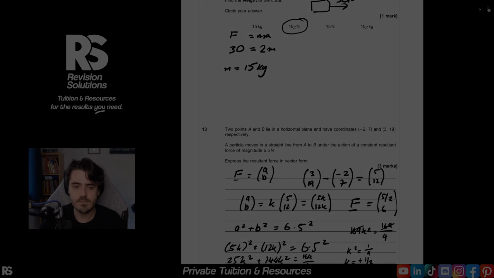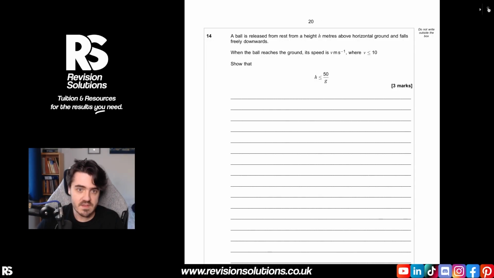Question 14 then says, a ball is released from rest from a height h meters above horizontal ground and falls freely downwards. When the ball reaches the ground, its speed is v meters per second, where v is less than or equal to 10. Can we show that h must be less than or equal to 50 over g?